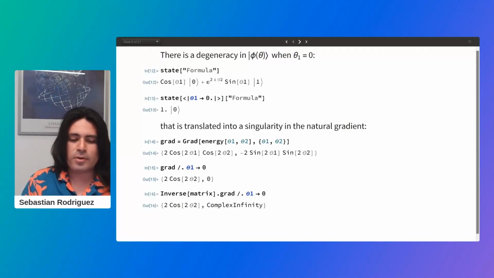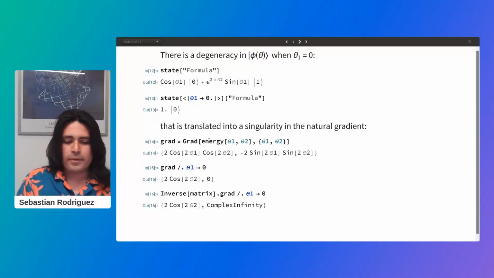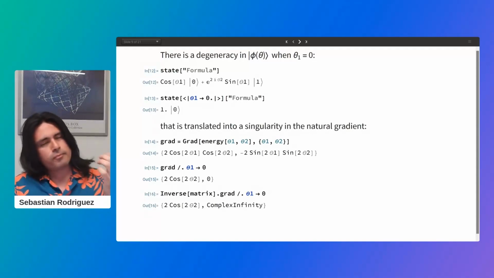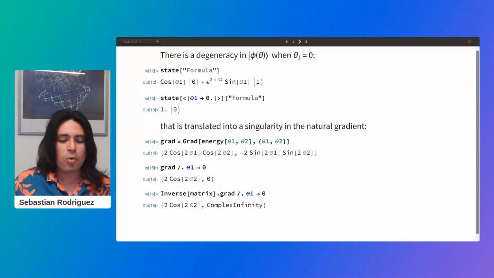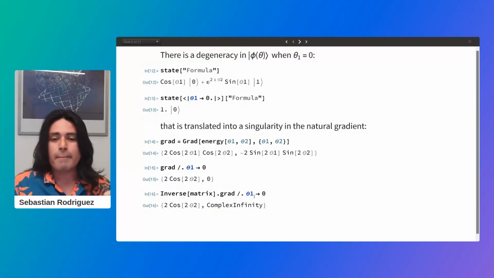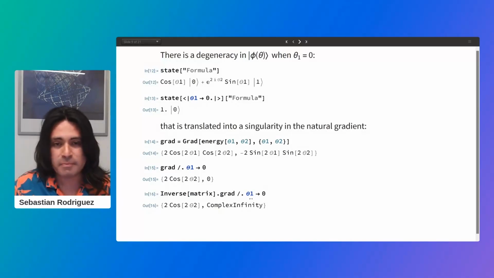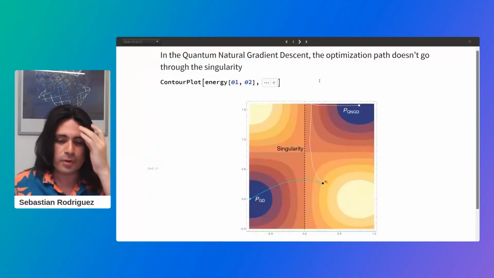So let's first define the gradient of our cost function. Now, if we replace theta 1 equals 0 in this gradient, there is no problem. But if we apply the inverse of the metric tensor that we defined to the gradient and then replace the theta 1 value, we find a complex infinity. This is easily visualized in the process of the optimization.